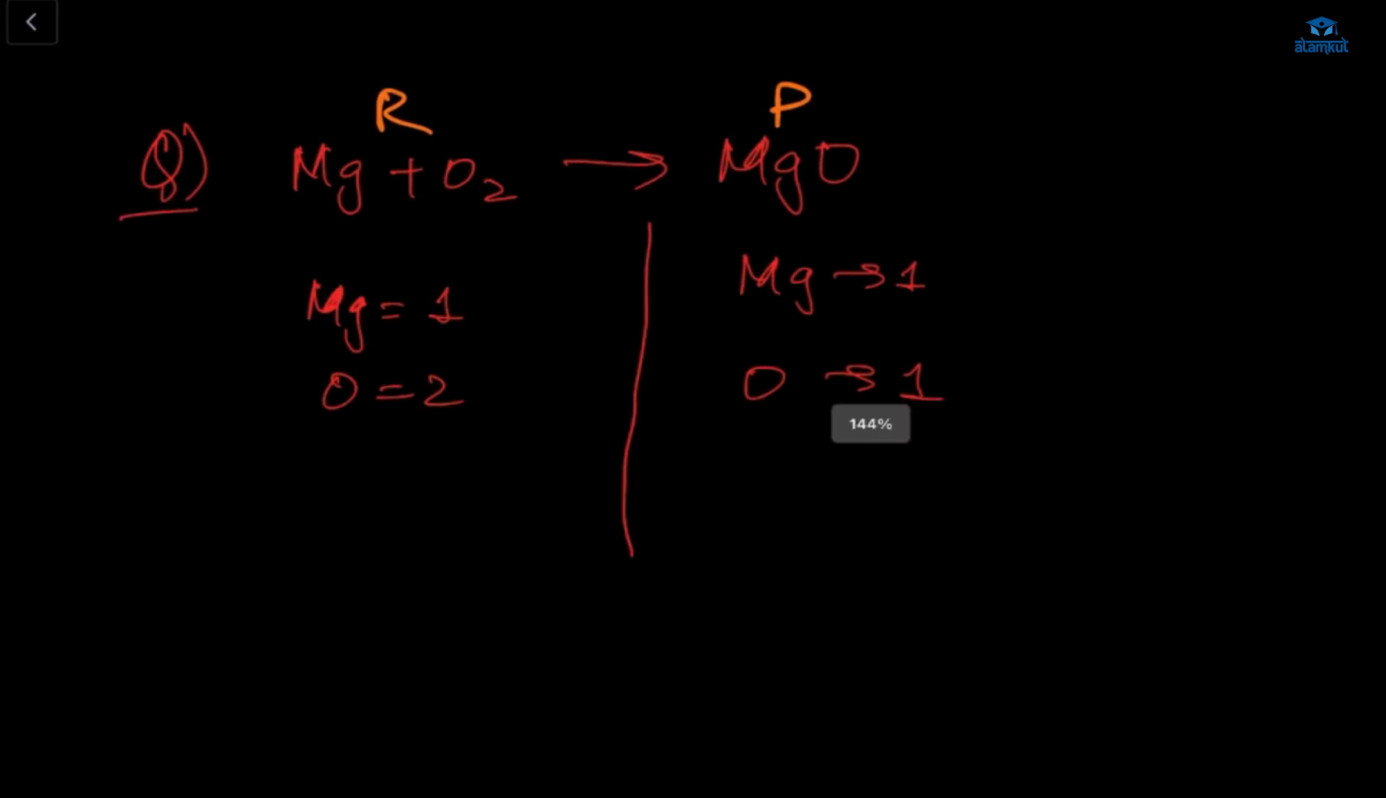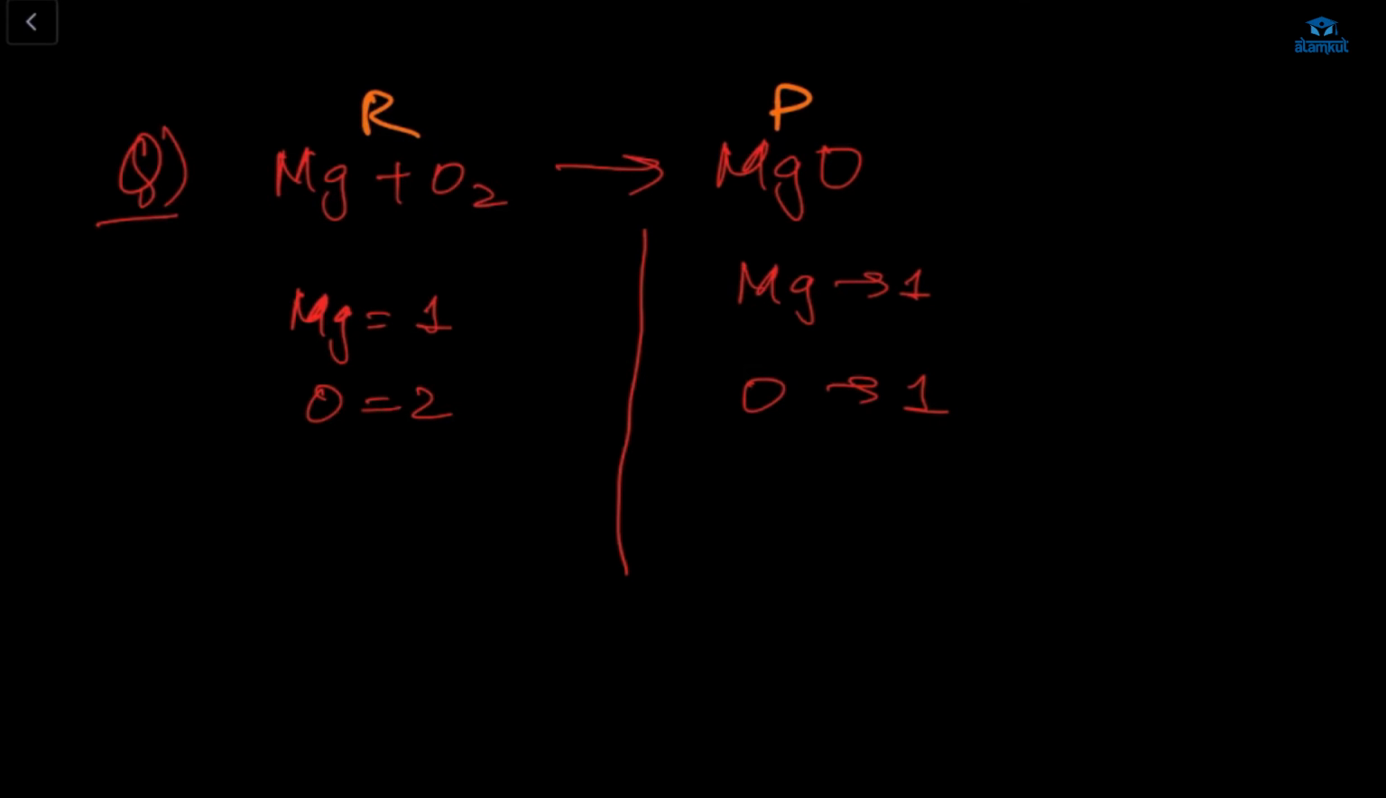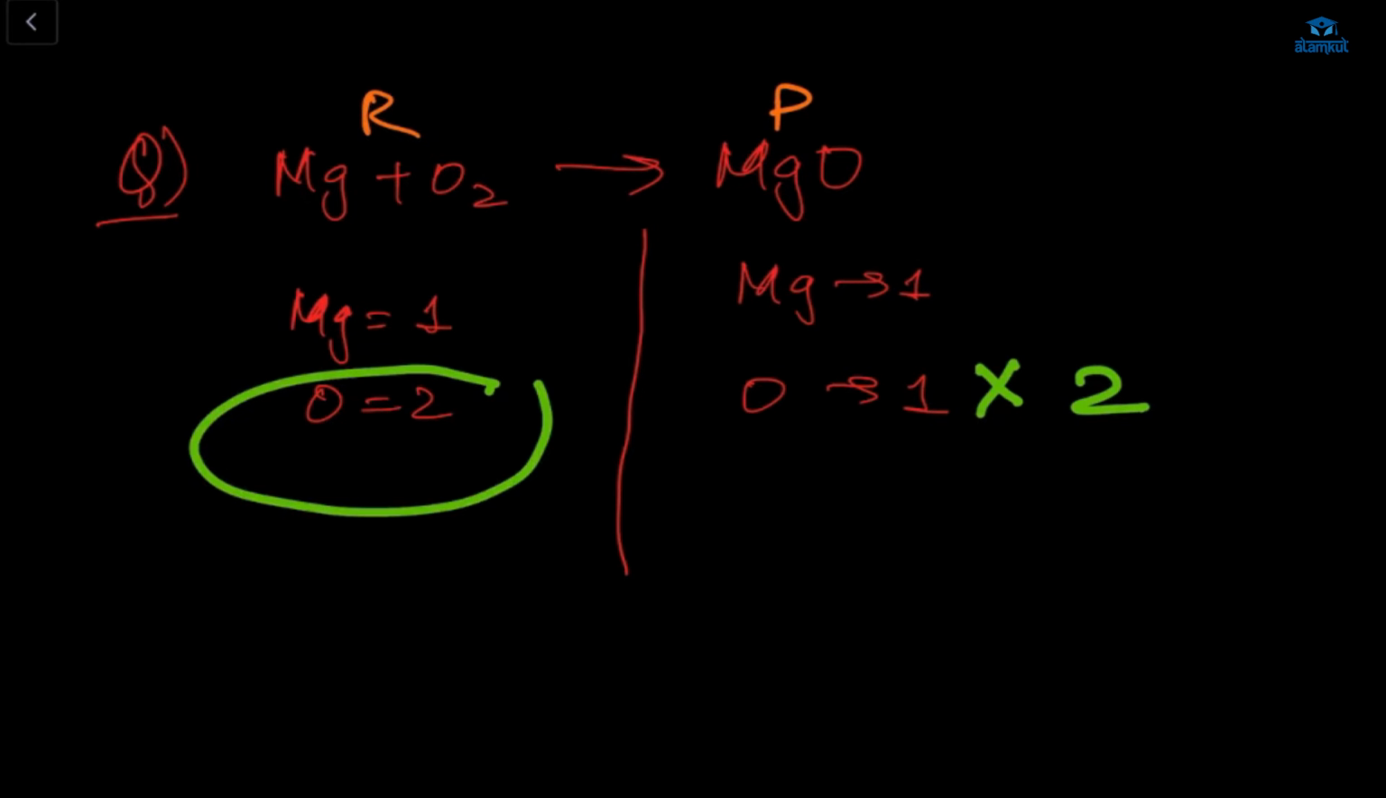Anybody? Come on, this is the question. Who will solve first? Come on, try. The number of magnesium molecules will be 2, and the magnesium oxide molecules is also 2. But how? See, first we will multiply this oxygen with 2 because here my oxygen is 2.